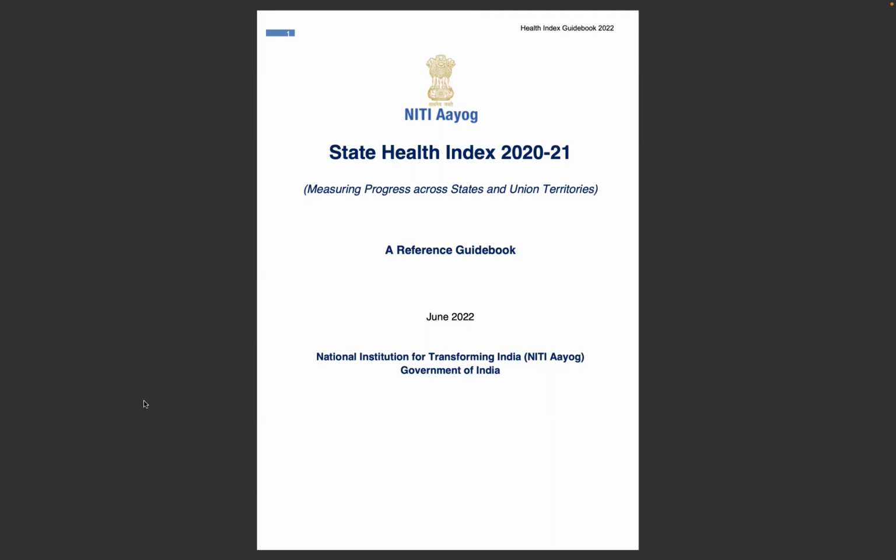Although this is in place and they can very well see the ranking, still it means the functionaries, authorities, the people sitting at the positions are either ineffective, or they are not taking this thing under consideration. That is the state health index. Move to the next.